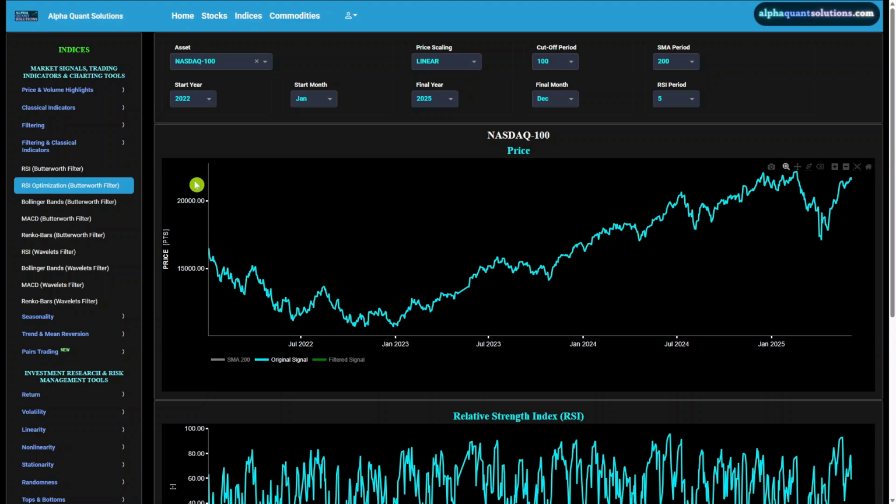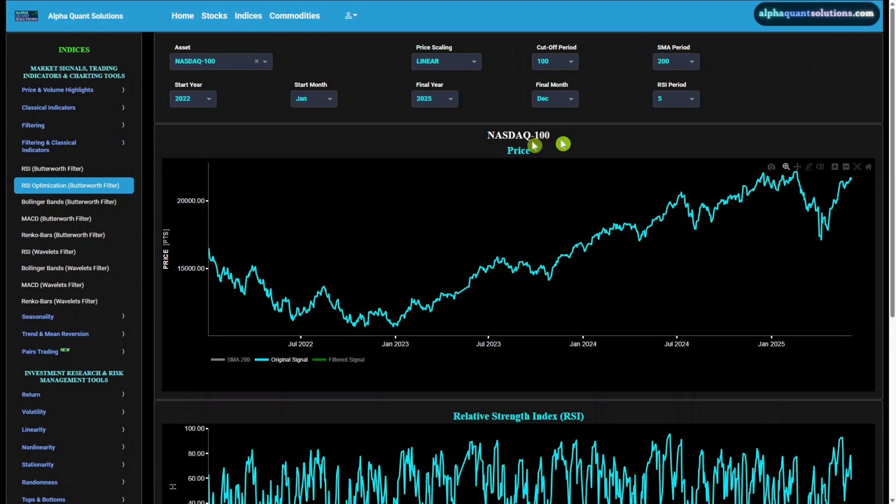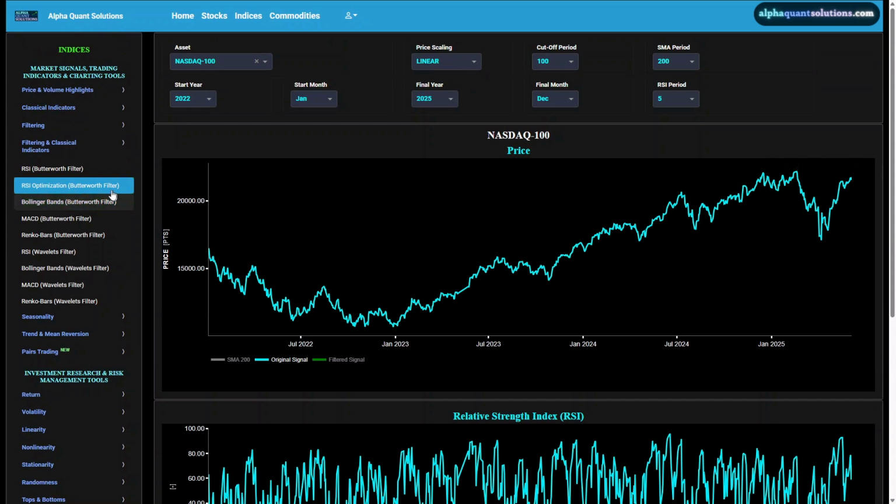Now going back to our quantitative investing dashboard, the page that will help us illustrate our algorithmic trading is the RSI optimization one using the Butterworth filter. It's a page that shows the price on top and the relative strength index, or RSI, at the bottom. The difference with the previous page, the topic of our previous video, is that there we cannot adjust the RSI time period. It's set by default to the classical standard value of 14.